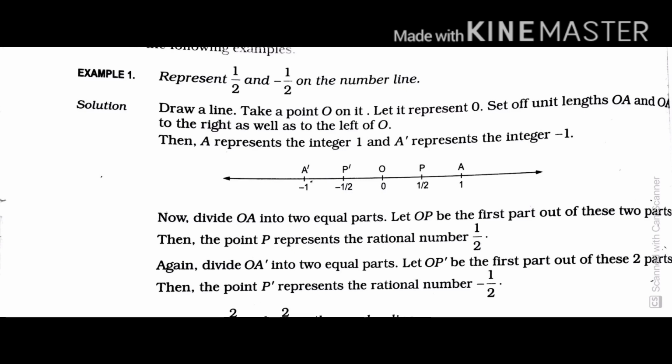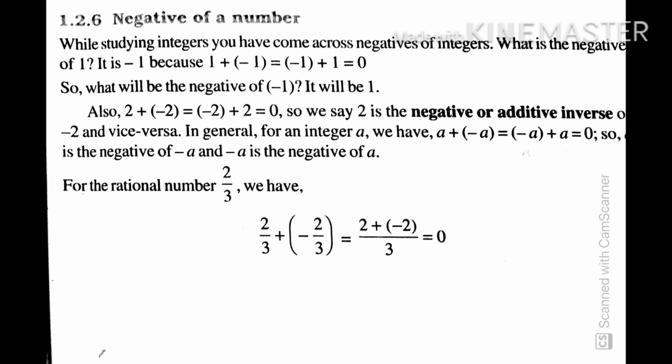Now divide OA into two equal parts. Let OP be the first part out of these two parts. Then the point P represents the rational number 1 by 2. Again, divide OA dash into two equal parts. Let OP dash be the first part out of these two parts. Then point P dash represents the rational number minus 1 by 2. Is it clear? Now we will learn about negative of a number.